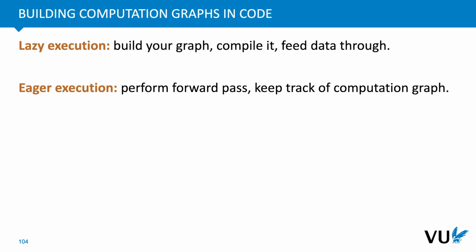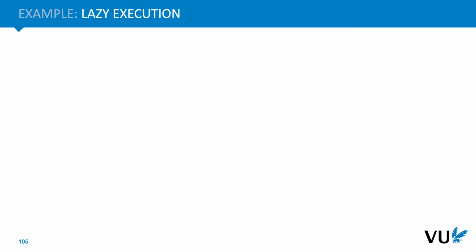And there are two ways to do this: lazy execution and eager execution. In lazy execution, we first define our computation graph, and then we get our data and we feed it through the computation graph. And in eager execution, we simply perform the computation and behind the scenes keep track of the computation graph for the moment when it's time to start the backpropagation. Let's look in detail first at how lazy execution works in a kind of pseudocode.